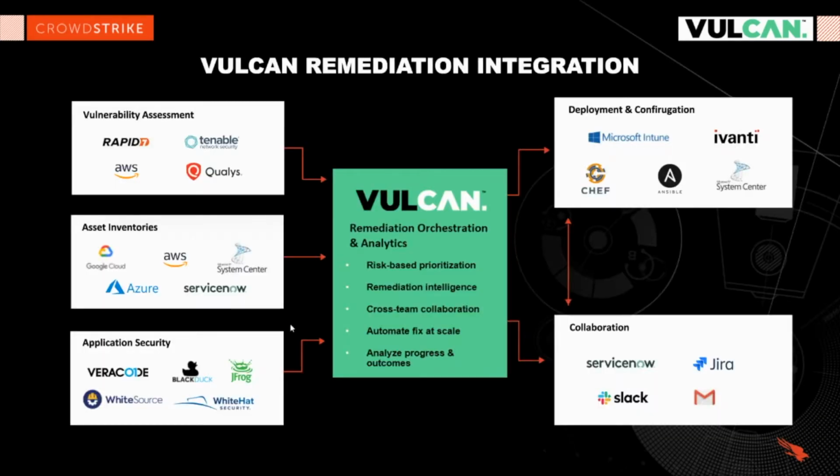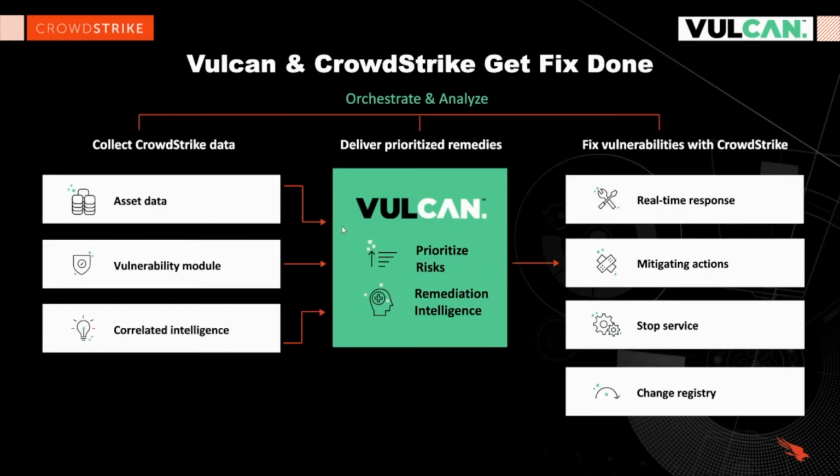We do this by integrating into the existing tech stack of the organization, whether it's vulnerability scanners, asset inventory, application security scanners, deployment tools, and collaboration platforms. This allows us to prioritize risk and eventually automate the process at scale.